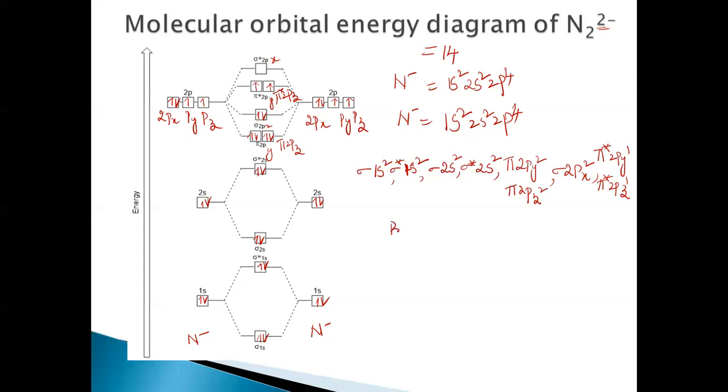When you come to the bond order, that is half into the number of electrons in the bonding molecular orbitals minus the number of electrons in the anti-bonding molecular orbitals. That is half into bonding, 1, 2, 3, 4, 5, 6, 7, 8, 9, 10. Number of electrons in the anti-bonding molecular orbitals will be 1, 2, 3, 4, 5 and 6 electrons. Half into 4, that is, bond order is 2. Since bond order is positive and more than 1, it is stable. The molecule N2 minus is stable.